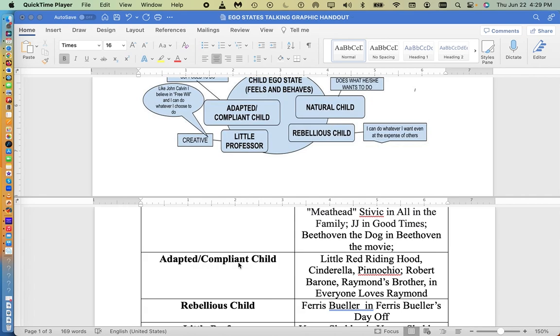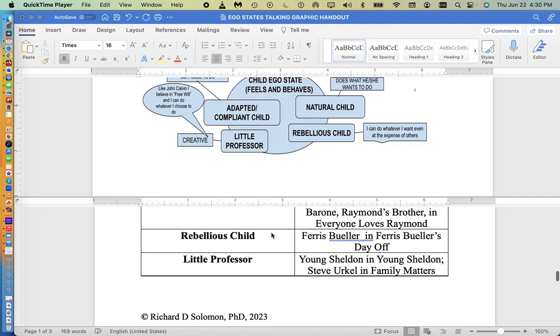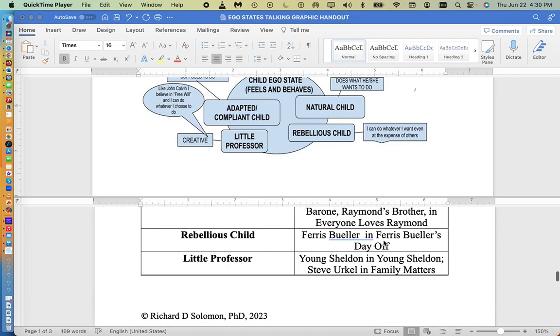So, examples of the adaptive child or the compliant child would be Little Red Riding Hood, Cinderella, Pinocchio, Robert Barone, who was Raymond's brother, in Everyone Loves Raymond. These are the periods or times when you act the way you're supposed to act, okay? And of course, the rebellious child. A good example would be Ferris Bueller in Ferris Bueller's Day Off. And the little professor, a good example would be young Sheldon. Ever watch that show called Young Sheldon, or Steve Urkel in Family Matters would all be examples of people acting from the little professor.